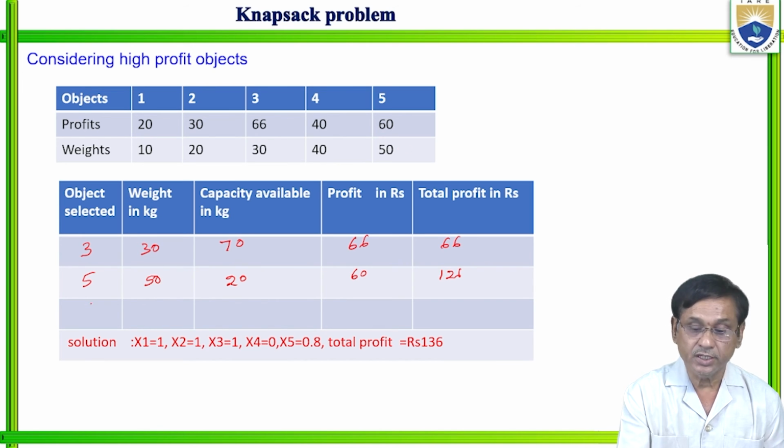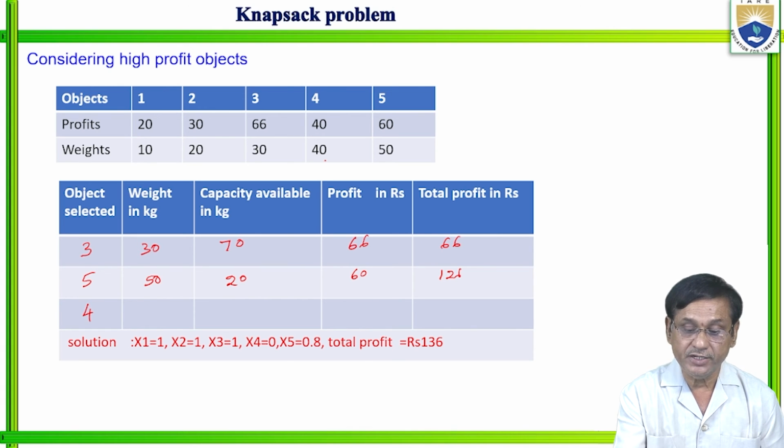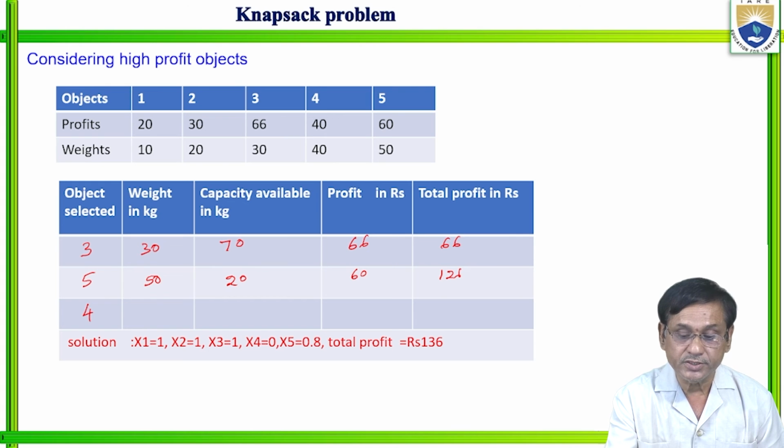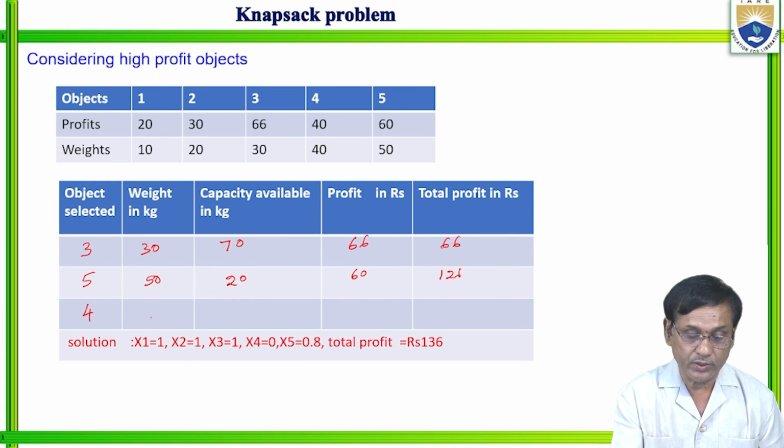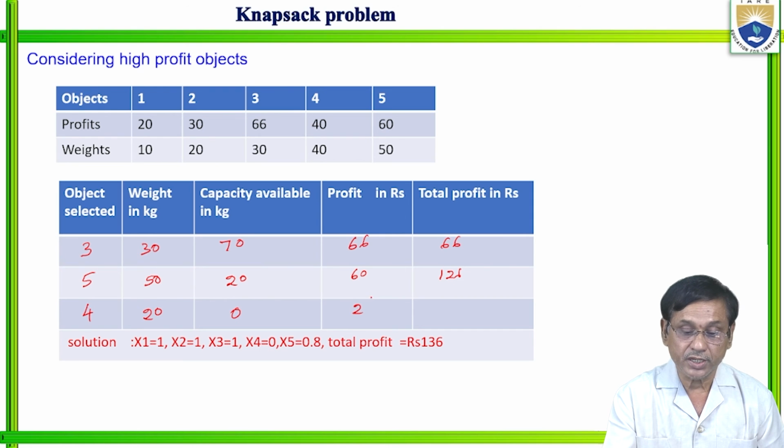The next highest profit is 40, which corresponds to the fourth object. The weight is 40, but we cannot completely utilize that because only 20 kg is left over. With 20 kg, the weight is 20, so the profit is 20. This is how much we can utilize. 70 minus 50 is 20, and we can put only 20 in this, so the balance becomes 0. We utilized only x.